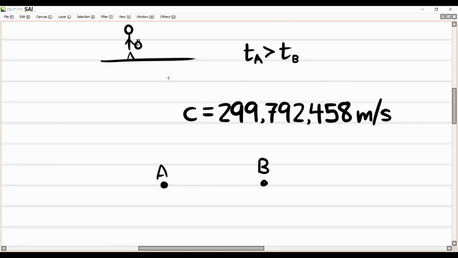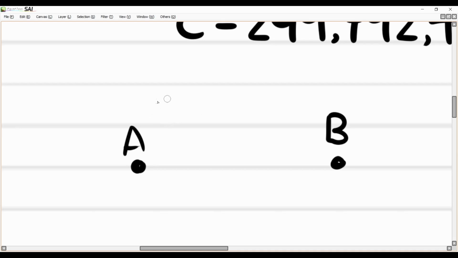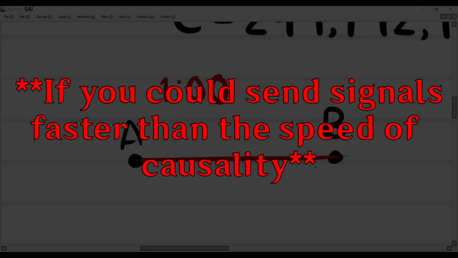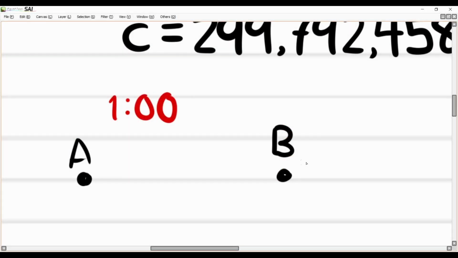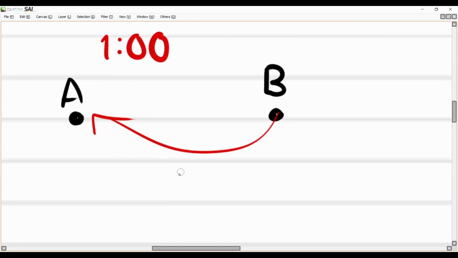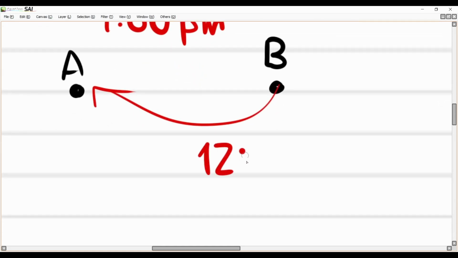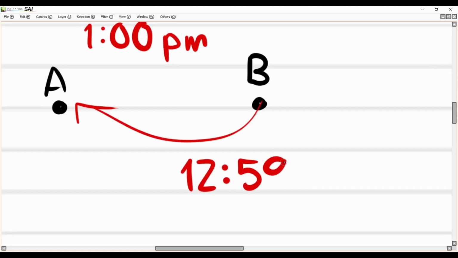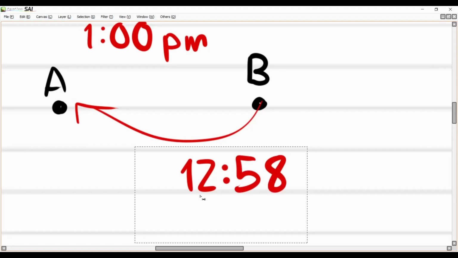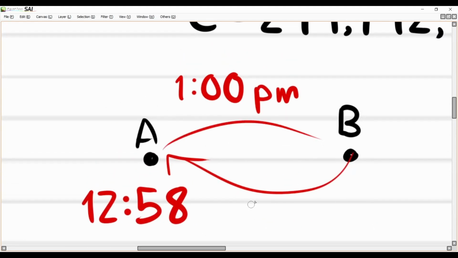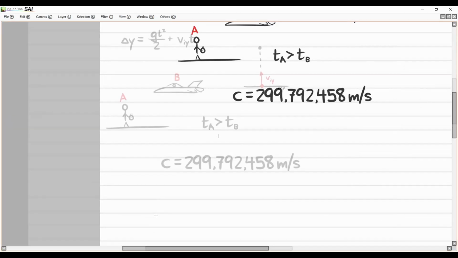And if you were to go faster than the speed of causality, you could get time paradoxes. For example, maybe you send a message at exactly 1 o'clock. If the speed of causality was faster than the speed of light, it would be possible for B to send a message back to A at maybe like 12:50. You could receive a message before A even sent the message in the first place. You get time paradoxes essentially.